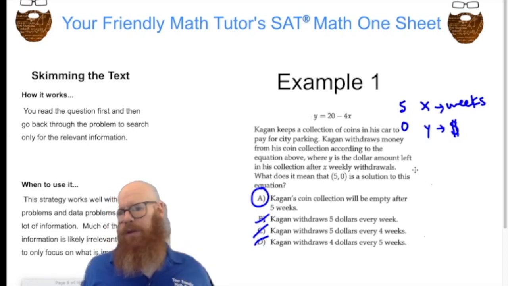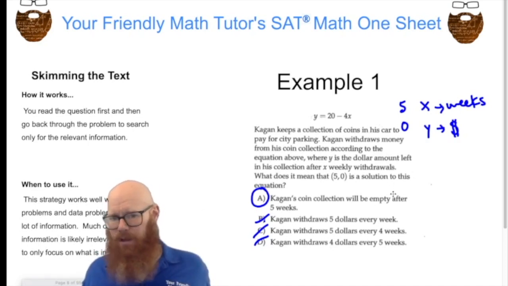All right, so we don't have to read the whole problem and learn about Kagan's coin collection. All we have to do is just know what X represents and what Y represents, and we can kind of figure out the problem from there.